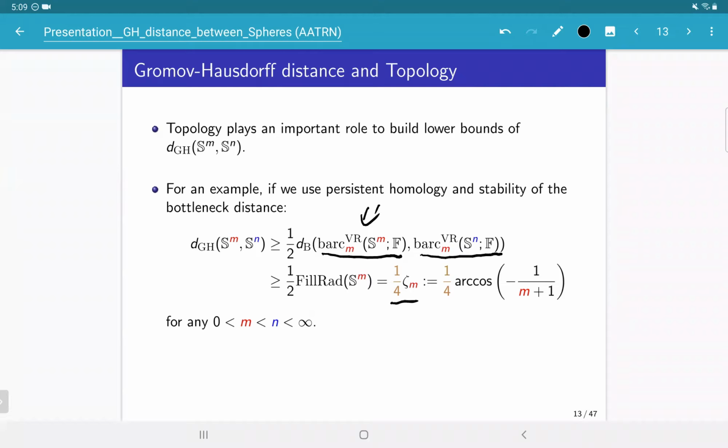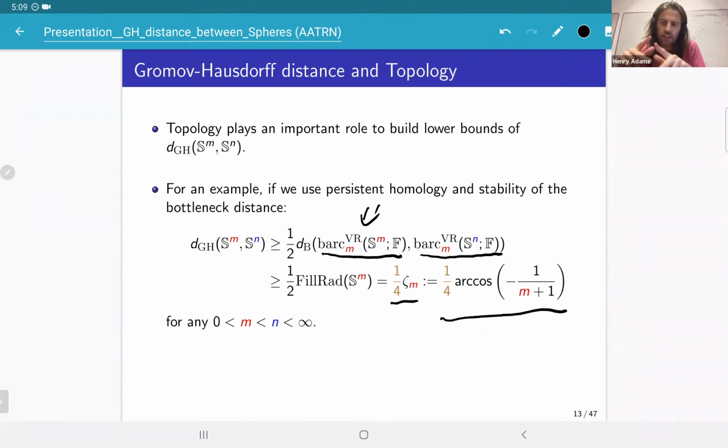So with this technique from topological data analysis, we already have a somewhat non-trivial lower bound of Gromov-Hausdorff distance between Sm and Sn, which is this number. And by the way, there's a question. Sunhyuk, zeta m is this diameter of the inscribed regular simplex. Is that right? Yes, yes.